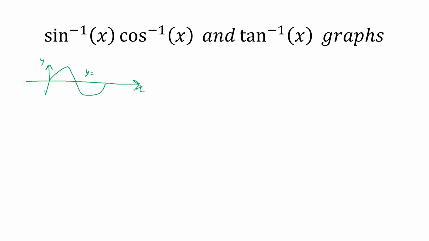So if this is y equals sine x, remember, for the inverse, it can't go between 1 and minus 1, yeah? So we know that it has to be, I want to say asymptotal, but not really, because it will touch the y-axis. It's going to look something like this.